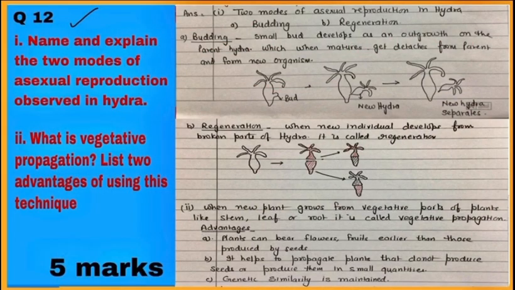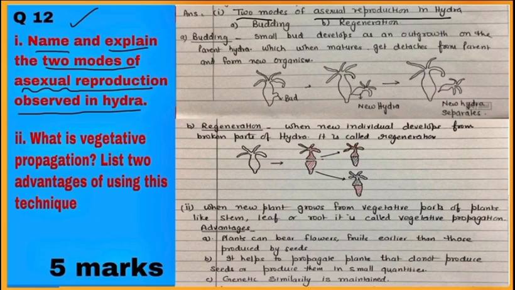Question number 12, Part 1. Name and explain the 2 modes of asexual reproduction observed in Hydra. 2 modes of asexual reproduction in Hydra are A. Budding, B. Regeneration. This is budding. Along with the explanation, draw the diagram. This is regeneration. Along with the explanation, try to draw the diagram.